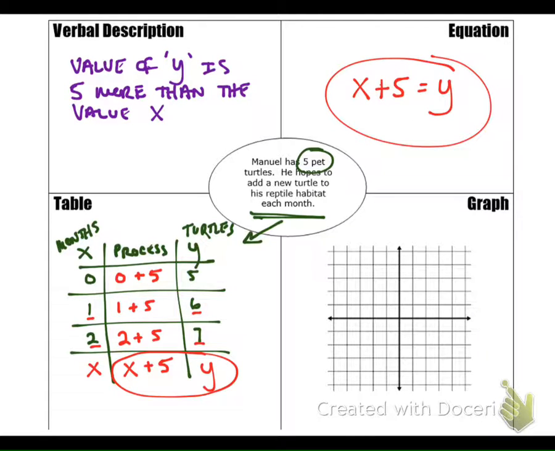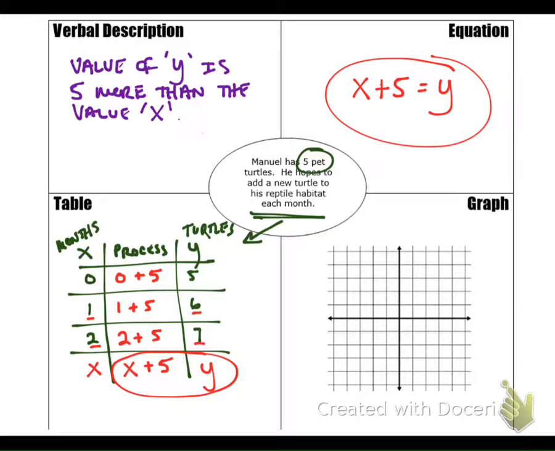This is going to give me a statement that tells me what's happening. So every time I have a value of y and a value of x, I know that y is going to be 5 more than the value of x. So that's how I can get my verbal description in there. A little bit different than the scenario, but it's still kind of saying the same thing.